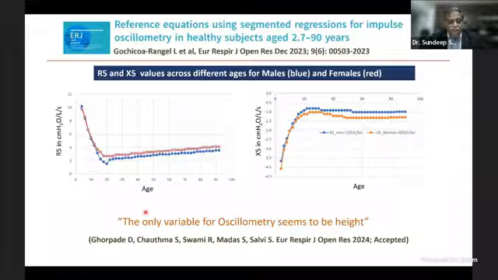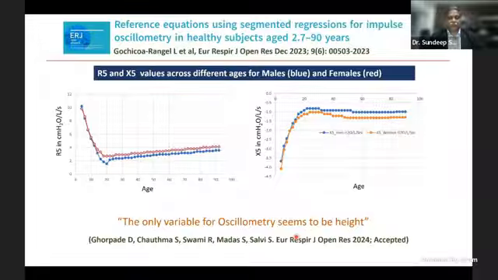So it's very fascinating that tomorrow when you want to do oscillometry in a patient, the only parameter that you need to record is height. And the height is going to give you what should be the cutoff value. So this letter to the editor has just been accepted yesterday. And I think it's a very important concept that oscillometry is dependent only on height.